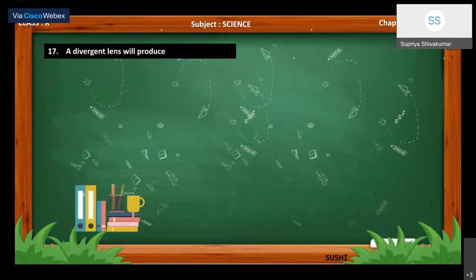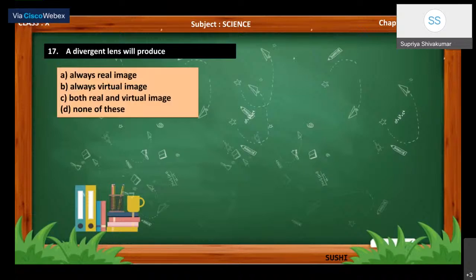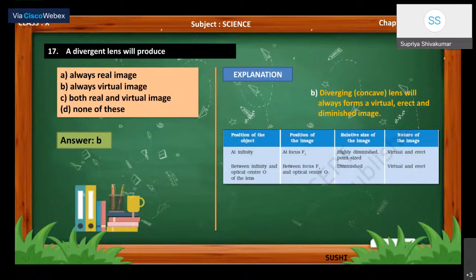Moving on, 17th question. A divergent lens will produce. I'm not asking you to identify which lens. My question is, a divergent lens, always, what kind of image does it form? Say it in terms of the nature of the image. Virtual, ma'am. Virtual, erect and diminished. So which is the answer? Option B, always virtual image. Yes, very good, students. It is option B, it is always a virtual image. I don't think you require more explanation on this. The table says everything here.